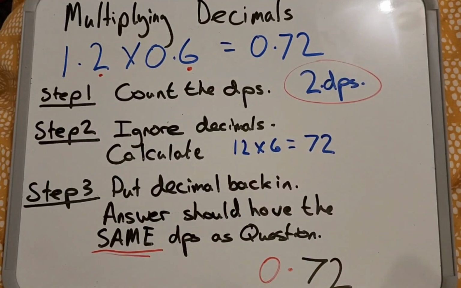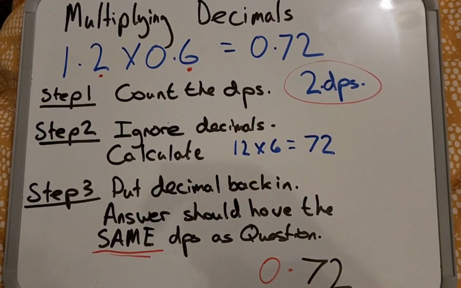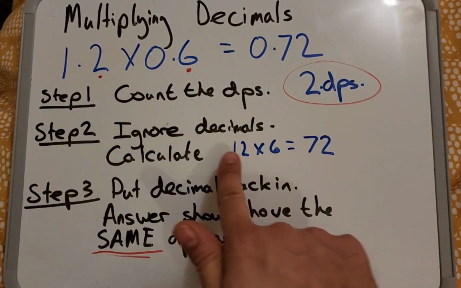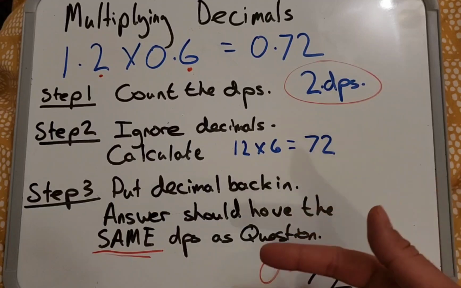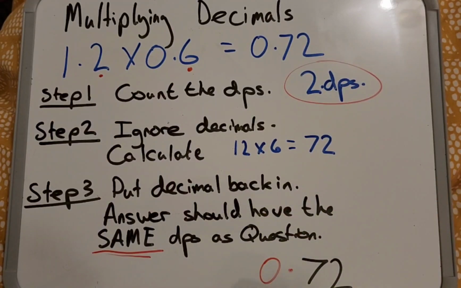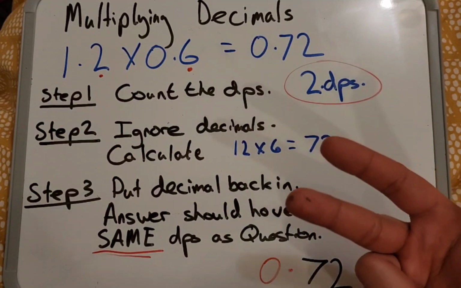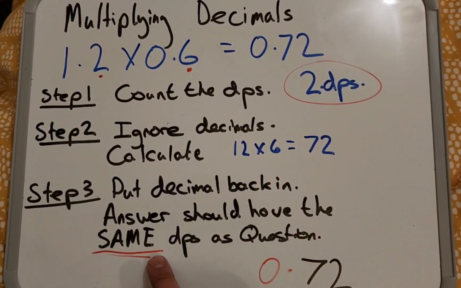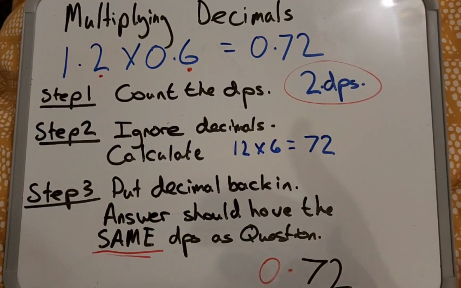So we can say our answer, 1.2 times 0.6 is 0.72. What we've done here, guys, is step number 1, we've counted the decimal places in the question. Step number 2, we've ignored the decimals and calculated what the 2 numbers times together is. And number 3, we've put the decimals back in, but the main thing is that the answer needs to have the same number of decimal places as the question. So we're going to use this technique to do another very similar calculation and see what the difference is.